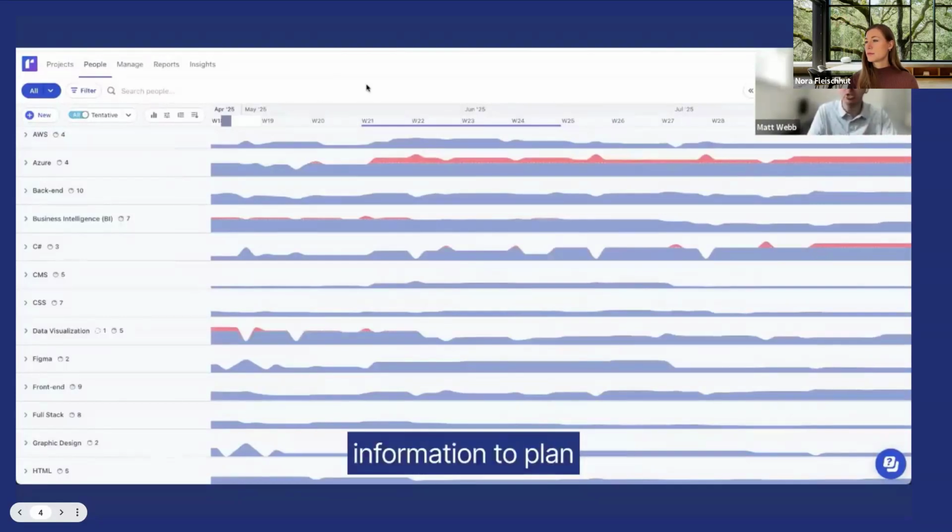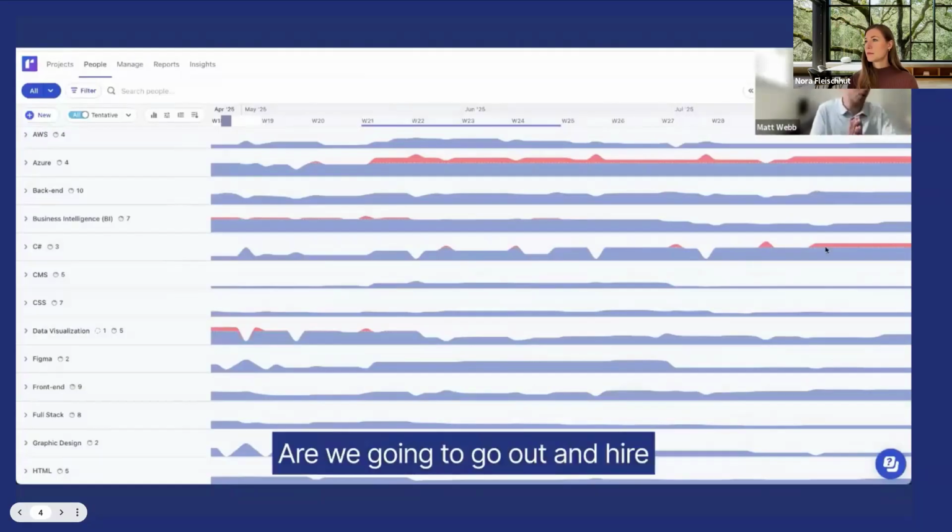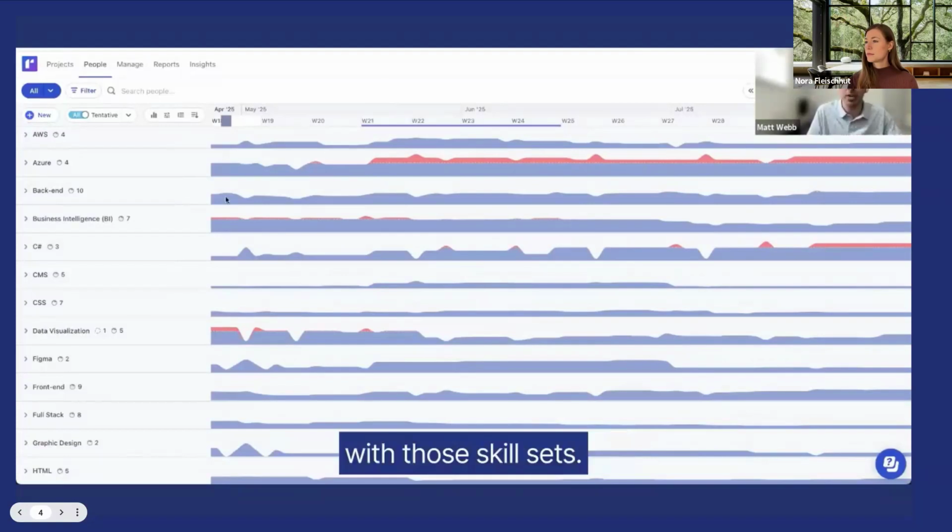And we can use this information to plan proactively, where we can see, okay, we have resources that are skilled in Azure, or in this case, C#, and we start to see there's a bit of a spike. So we know, okay, what are we going to do about this? Are we going to go out and hire additional resources that are contractors? Are these going to be short-term projects? We need to make sure that we're hiring resources with those skill sets, and the maturity level increases. You start to gain more of that insight. You start to better position yourself to plan for the future.